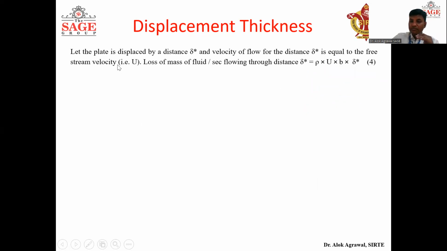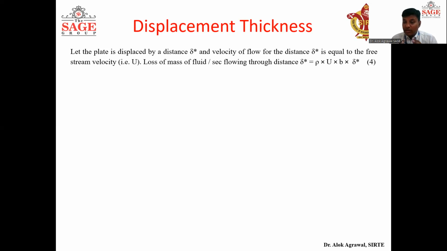Now let the plate be displaced by delta star. Now what we are doing is displacing this plate by delta star in order to compensate for the loss. So the velocity of flow for the distance delta star will be equal to the free stream velocity, and the loss of fluid per second flowing through the distance delta star will be rho into U into b into delta star. Now see what we are doing. We are moving the plate by a distance delta star in the y direction.